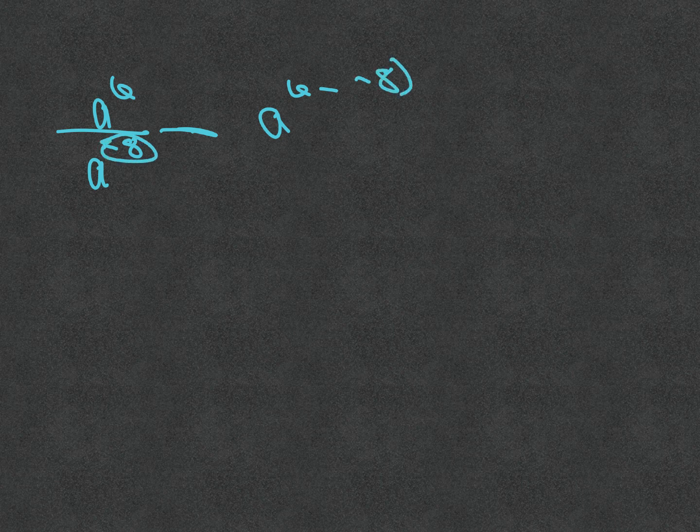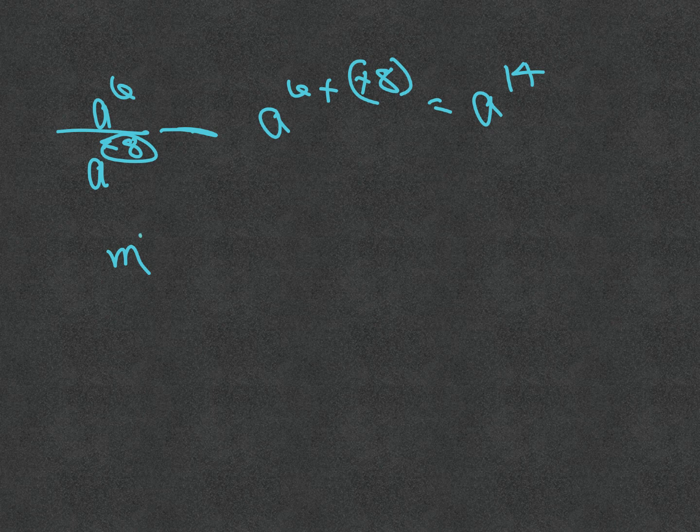So let's look at a to the 6th over a to the minus 8. And again, that says a to the 6th power minus this negative 8. Don't forget to subtract the minus 8. Now remember, when we have two negatives, they both turn to positive, and that gives me a to the 14th power.